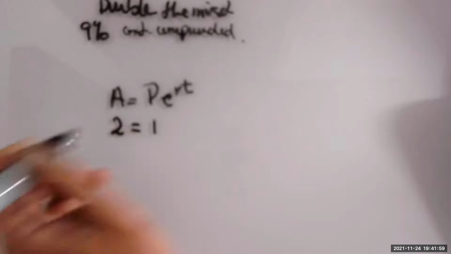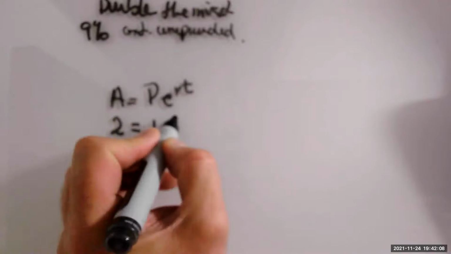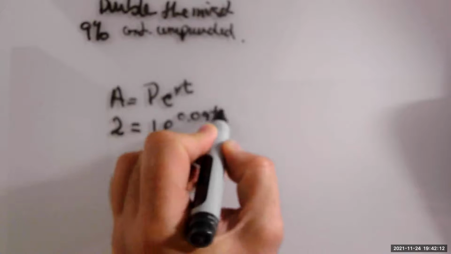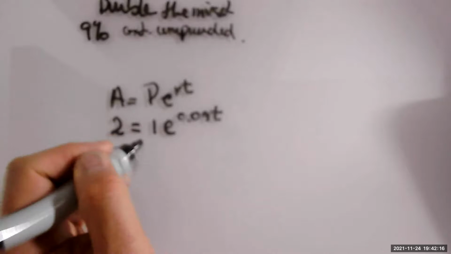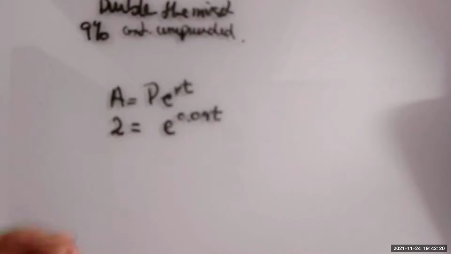So anyway, if I start with $1, I need, of course, to get $2 to double my investment. e to the rt, we say 9%, so it'll be 0.09, and we are solving for t. Okay. So notice here, folks, that I don't have to divide because 1 is 1, so I can just erase it. And now how do I solve this one?